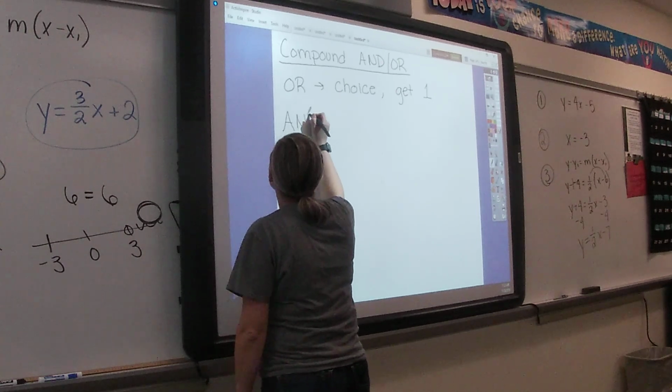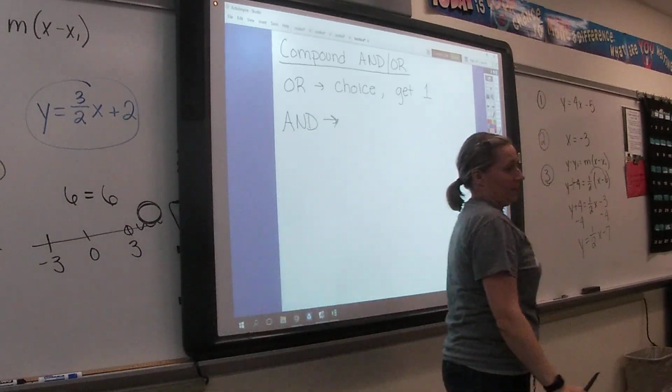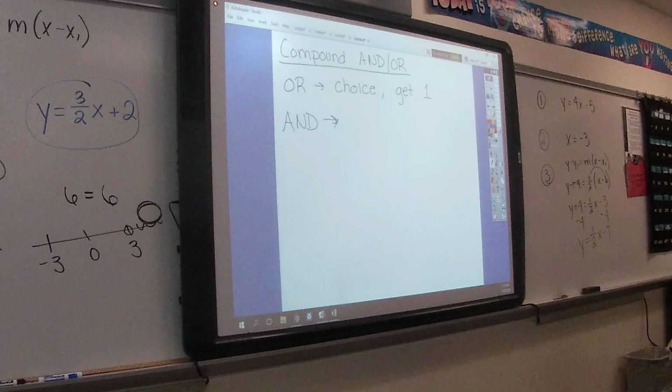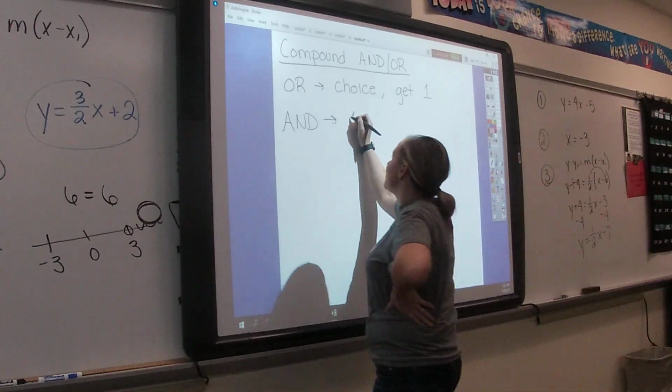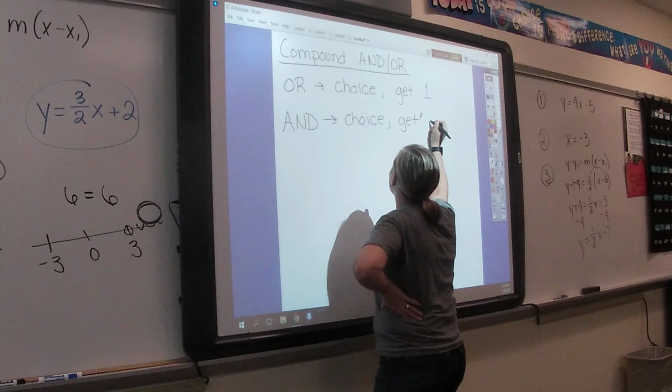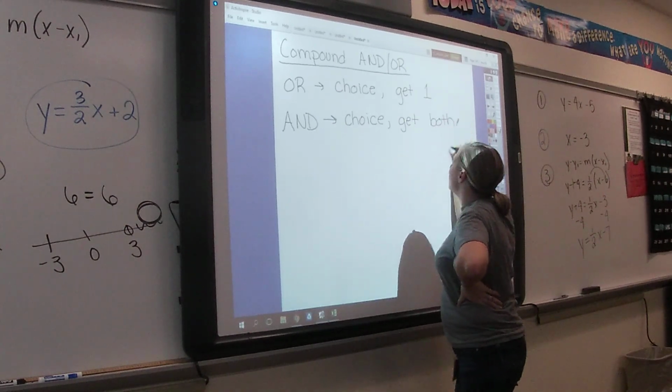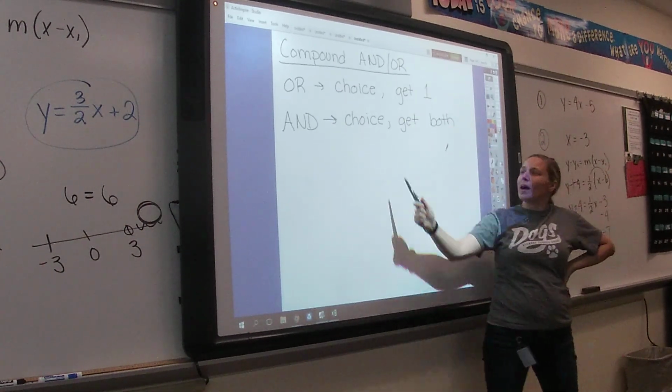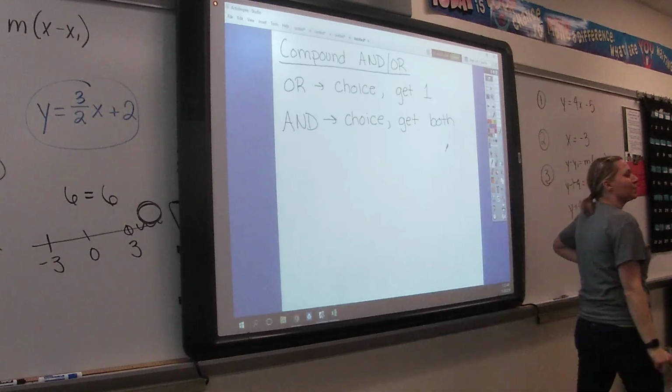So same idea, what does and mean? You get both. Right? You have a choice, you have options, and you can get both. Okay, so there's still like those two ideas happening, but you get both. Right? You get Coke and Pepsi. Maybe options would be a better word here than choice, but you know what I mean.